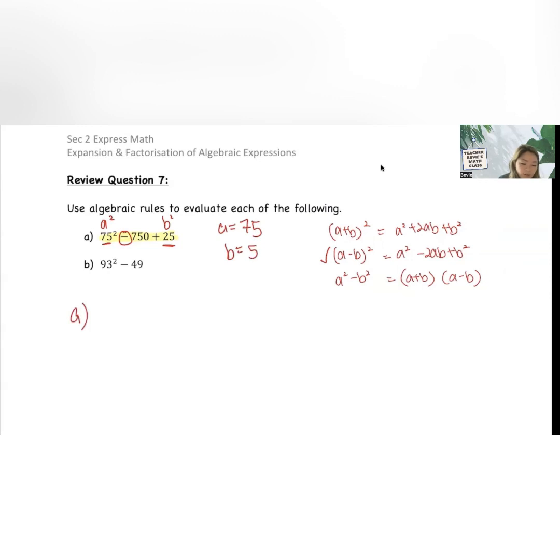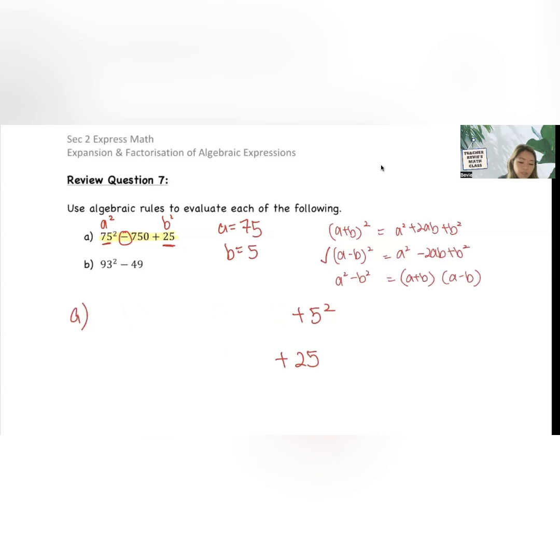Now this is a squared, which is 75 squared, minus 2ab plus b squared. 75 squared, I'll just copy back, minus 2 times 5 is 10, 10 times 75, that's 750, and 5 squared is 25. So this is just a quick check to make sure that I'm using the right special product over here.